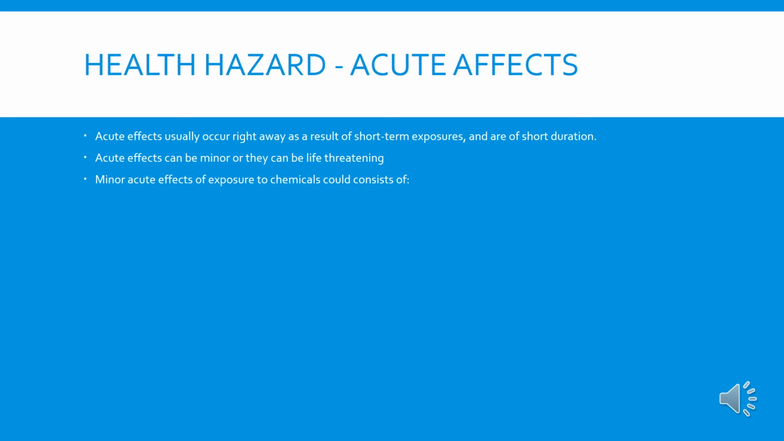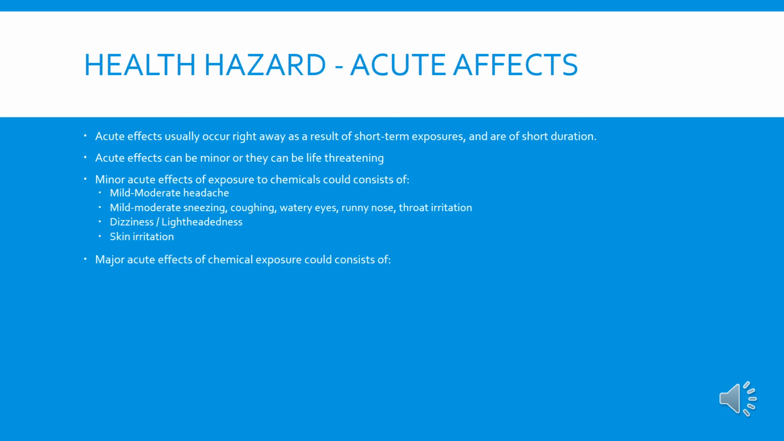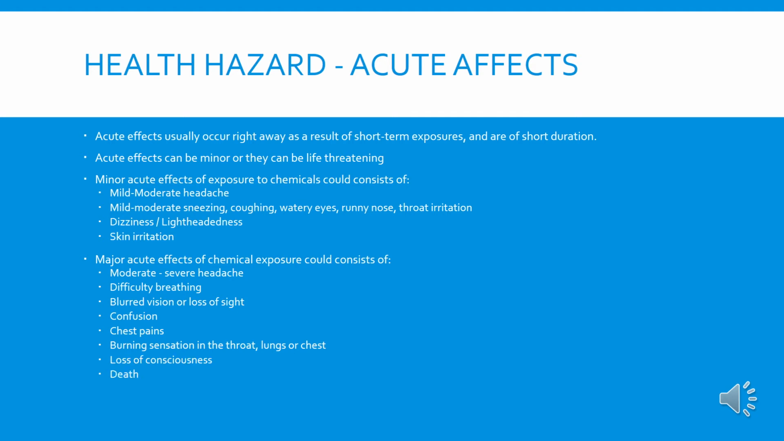Minor acute effects of exposure to chemicals could consist of mild to moderate headache, mild to moderate sneezing, coughing, watery eyes, runny nose, throat irritation, dizziness, lightheadedness, skin irritation. Major acute effects of chemical exposure could consist of moderate to severe headache, difficulty breathing, blurred vision or loss of sight, confusion, chest pains, burning sensation in the throat, lungs, or chest, loss of consciousness, death.